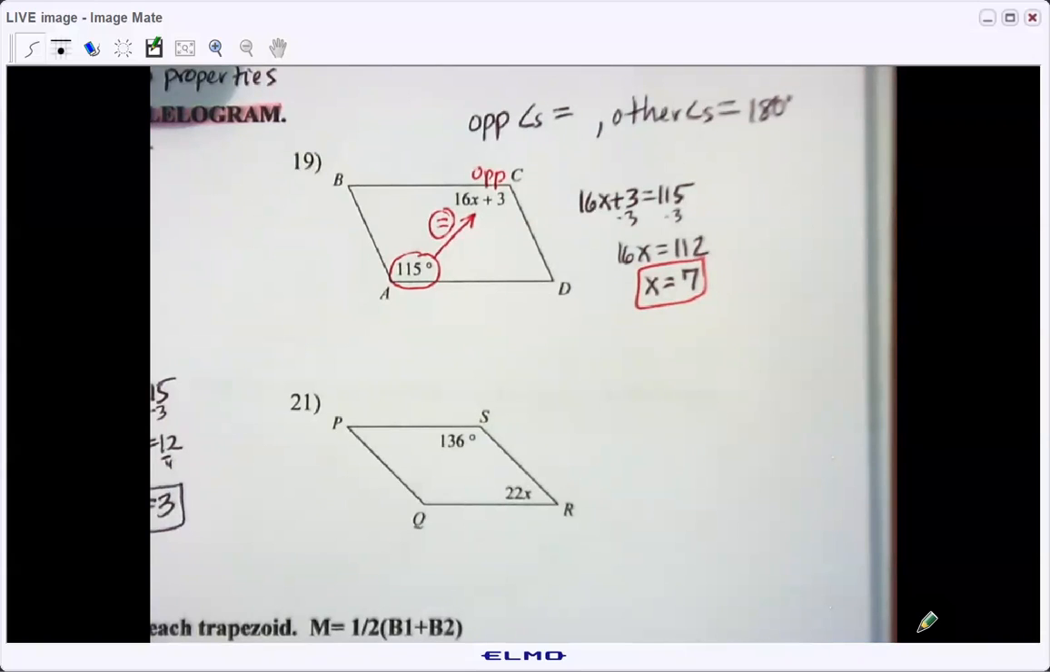How many are feeling pretty good about this? Give me a yes or no in the chat box. Okay. I've got a kind of, a sort of, and a no, and a whole bunch of yeses. Okay.